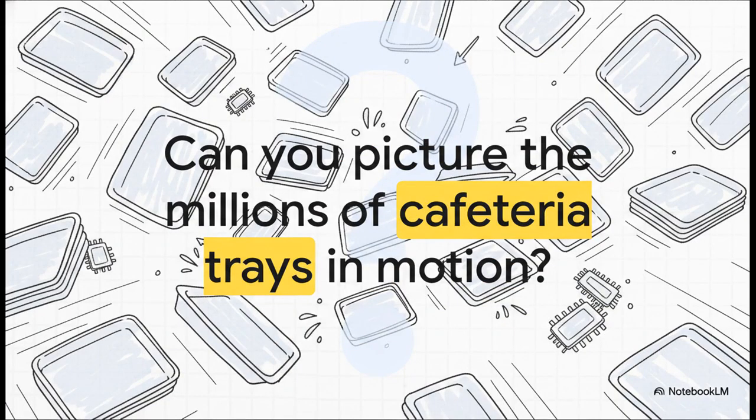So, the next time you're deep in a game and you hear your computer's fan spin up and start to roar, just remember, you're not just hearing a fan, you're hearing the sound of friction. You're hearing the sound of millions and millions of those cafeteria trays being loaded, processed, and emptied every single nanosecond. That is the true sound of the architecture of speed. In the next video, we'll explore assembly-level optimization.